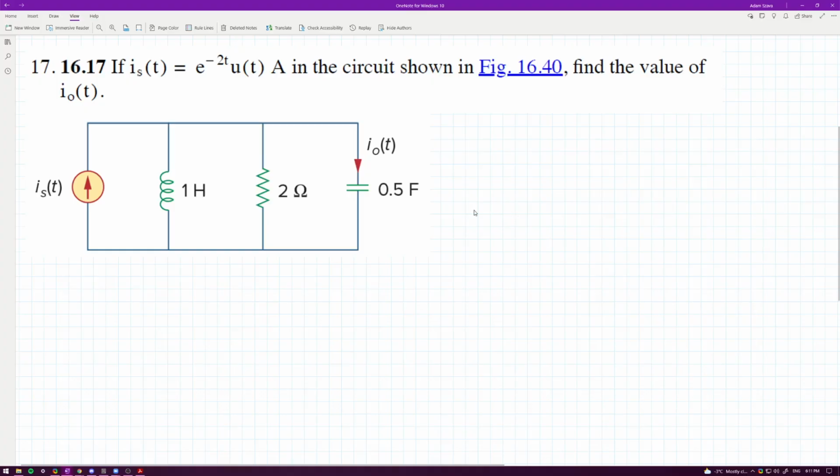What's happening here is we have a current source. Oh, interesting, it's a current source. I didn't even expect that. It has an excitation function of e to the negative 2t times the unit step function of t. And then the rest of these things are all regular stuff that we're used to dealing with.